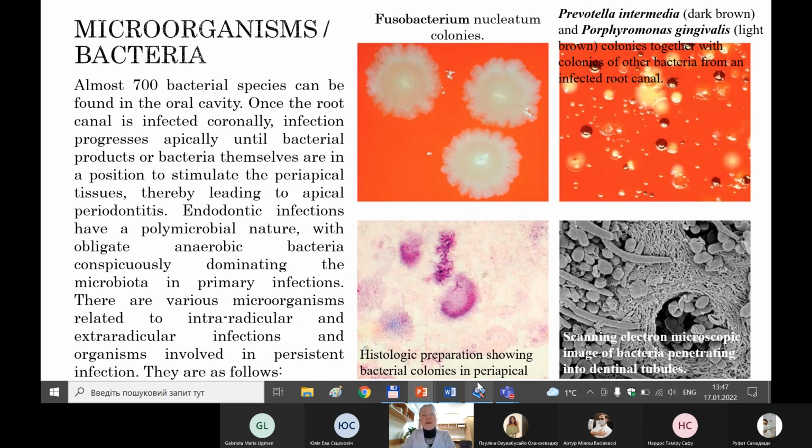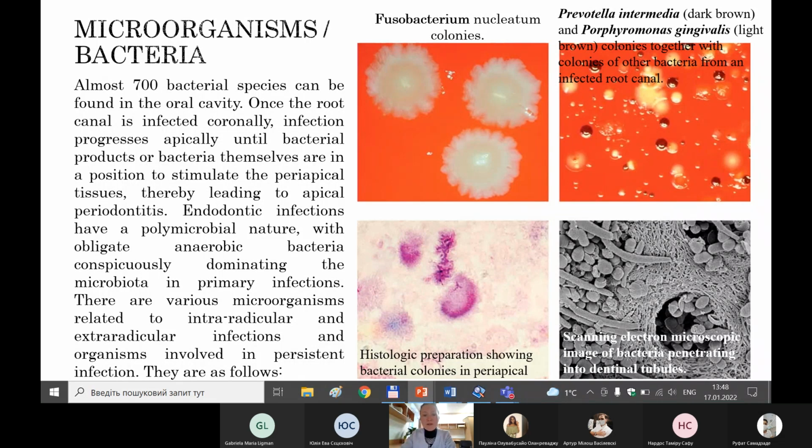Microorganisms that are present are actually responsible for development of pulpitis. Almost 700 bacterial species can be found in the oral cavity. Once the root canal is infected coronally, infection progresses apically until bacterial products or bacteria themselves are in a position to stimulate the periapical tissues, thereby leading to apical periodontitis.